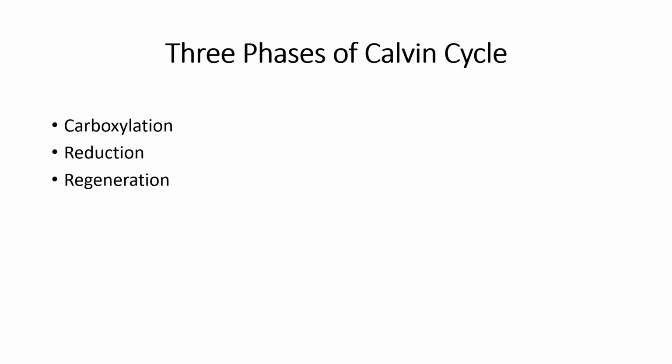Then what are the three phases of the Calvin cycle? The reactions of the Calvin cycle can be divided into three phases, that is carboxylation, reduction, and regeneration of the RuBP. We will understand this RuBP in detail in the carboxylation slide only.